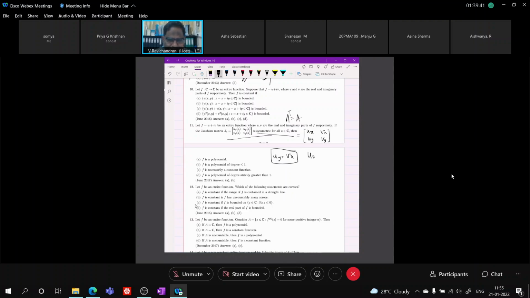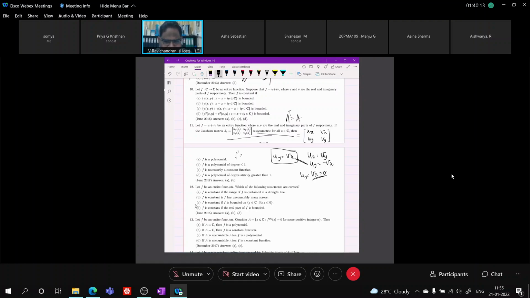And anyway, analytic, therefore Ux is Vy and Uy is minus Vx. So by looking at these two, Uy is Vx, Uy is minus Vx, we can conclude that Vx is 0. This is at least what we know. Once Vx is 0, Uy is also 0. So what about f dash? That is what we have to look at, because once you know f dash, we can tell something about it.